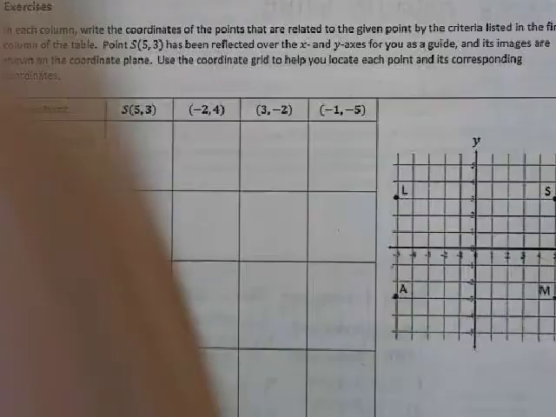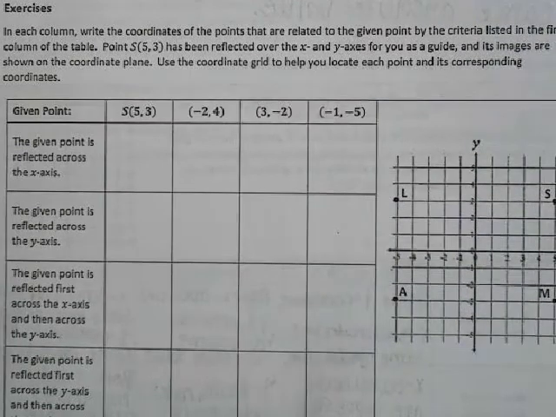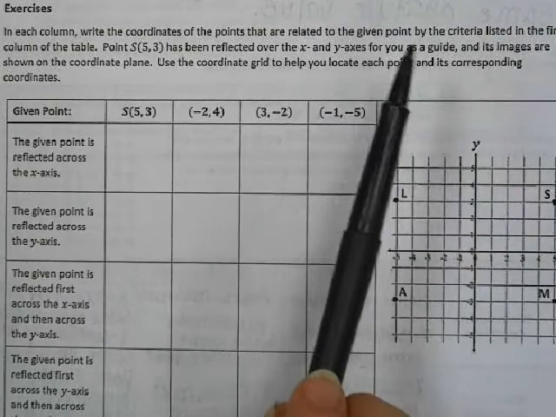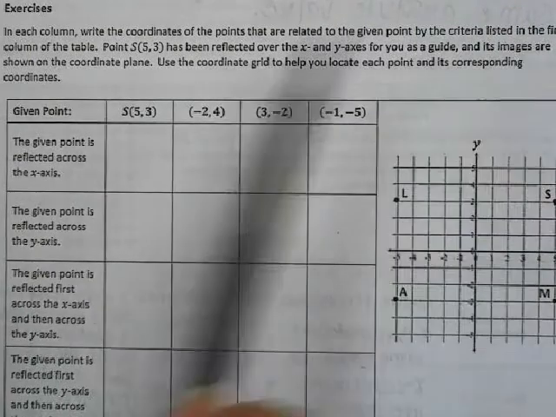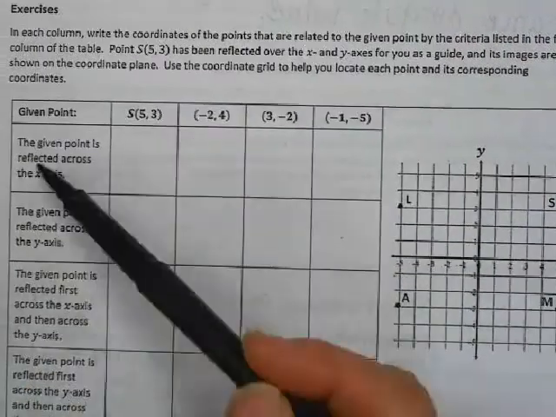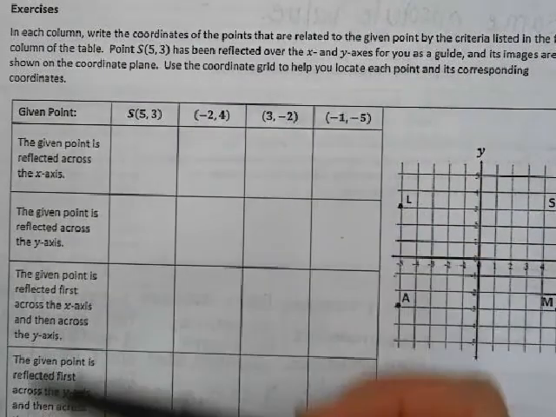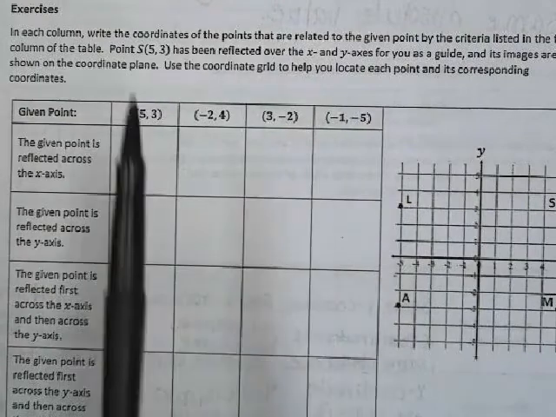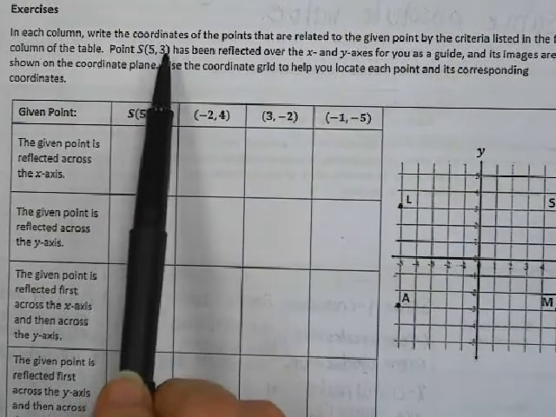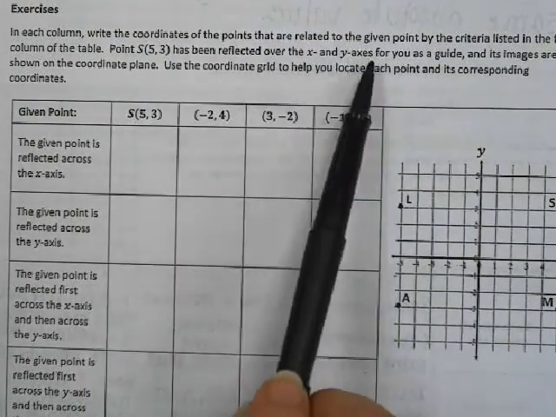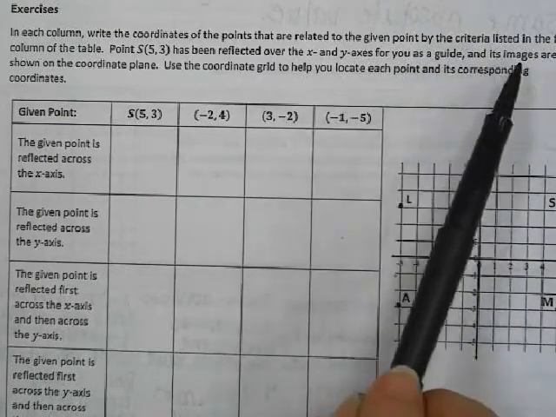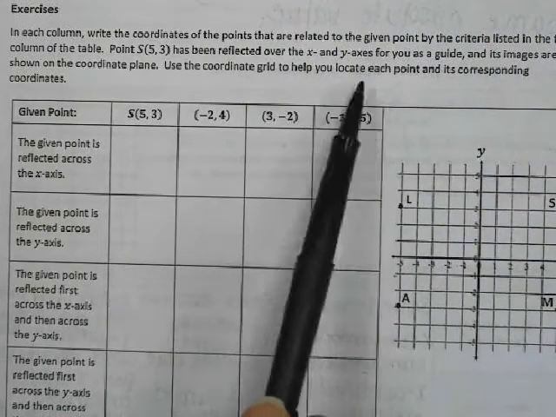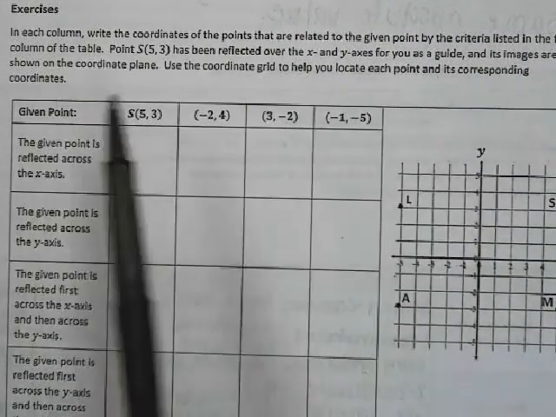So for these exercises, it says in each column, write the coordinates of the points that are related to the given point by the criteria listed in the first column of the table. So that's this column. So we have to read this column and then find our answer according to these points that are given across the top. Point S, 5, 3, has been reflected over the x and y axis for you as a guide, and its images are shown on the coordinate plane. Use the coordinate grid to help you locate each point and its corresponding coordinates.